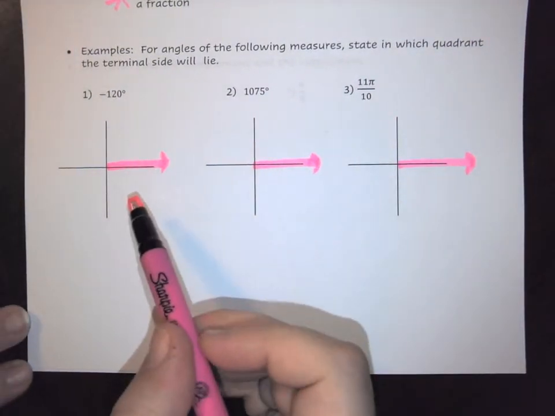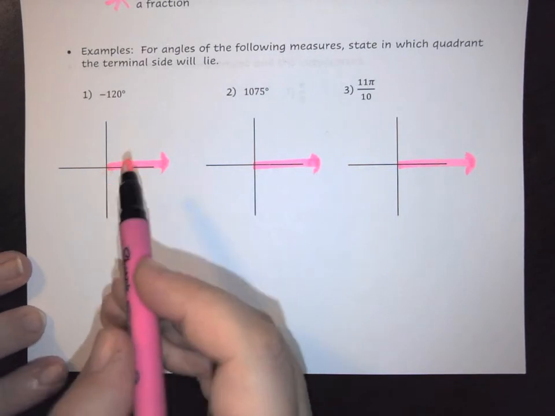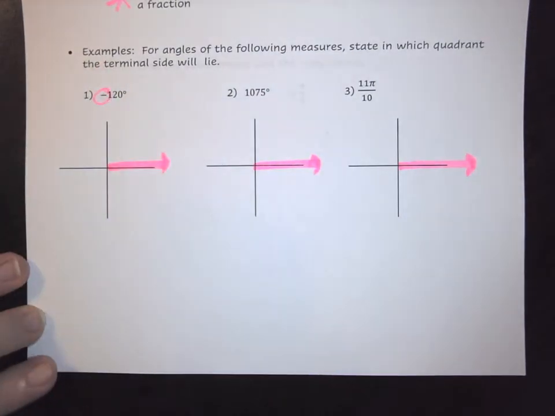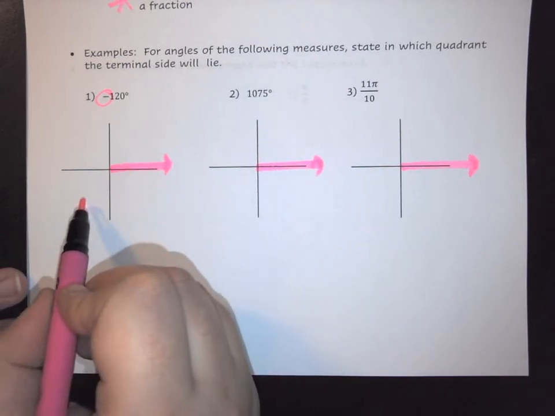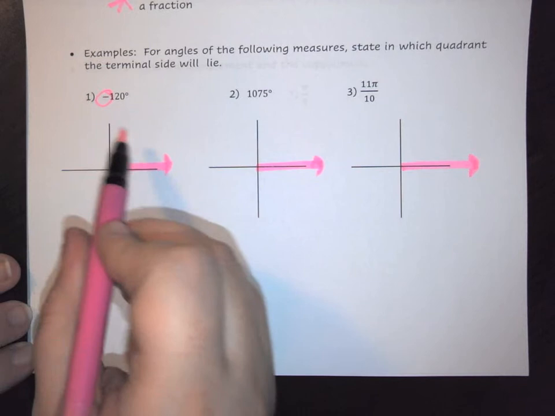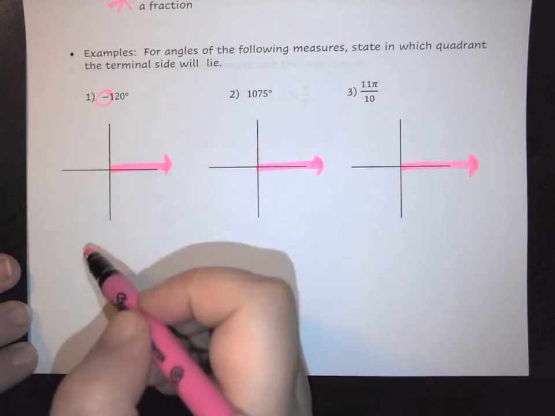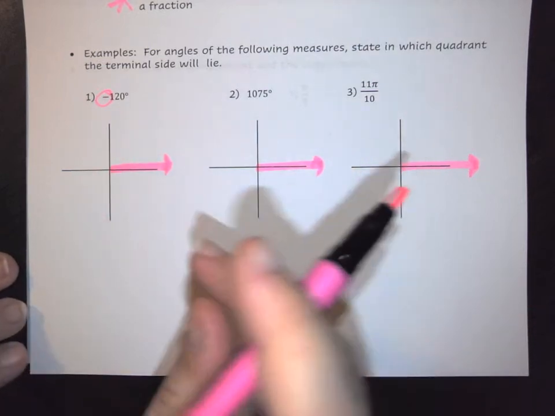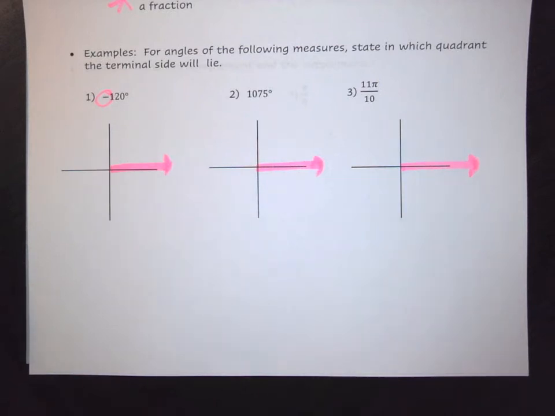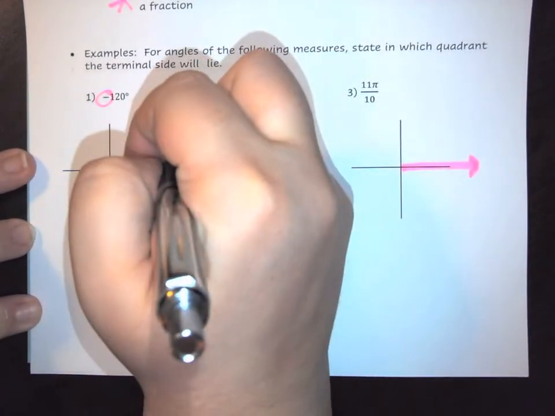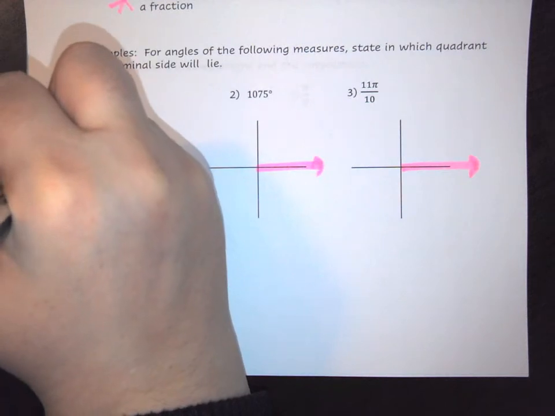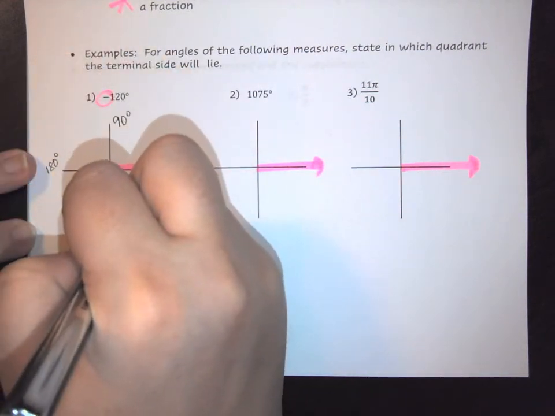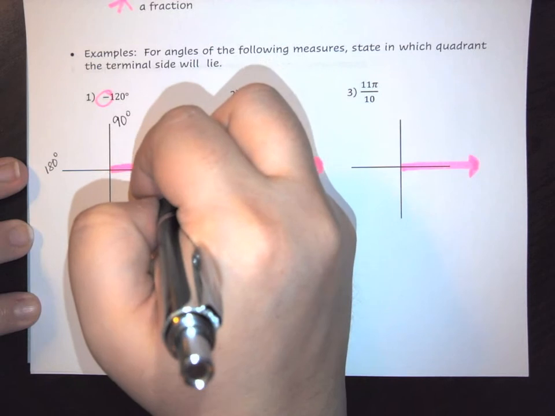Now after that, you have to pay attention to the sign. In this one, notice I have a negative sign. So that means I'm going to start at my initial side and rotate in a negative direction, so I'm going to go counterclockwise. And I want to go 120 degrees. One of the things that you can do for yourself, at least in the beginning, is get in the habit of labeling your quadrants. So here we would have 0, 90, 180, 270, and 360.